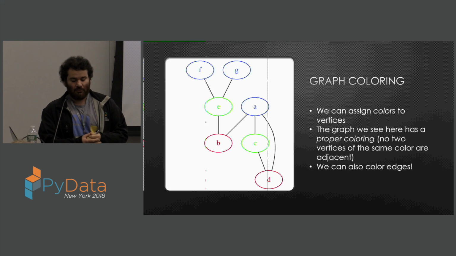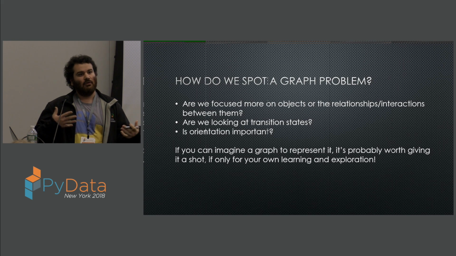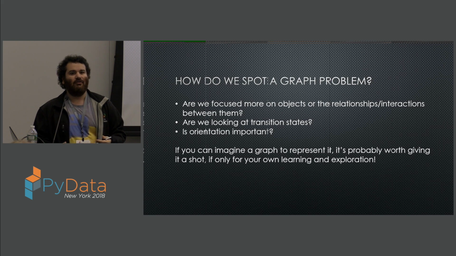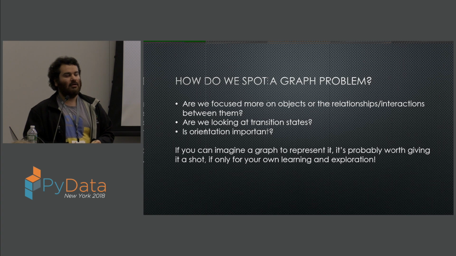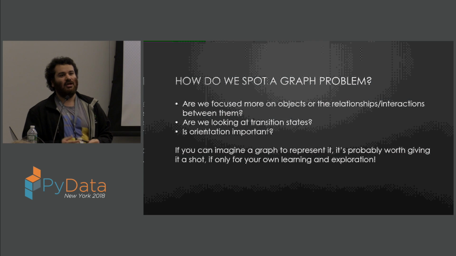So now that we've gone through a little bit of the theory, if we're looking at a problem in the wild, what are some signs that a graph might be a good way to think about it? For me, the first question I ask myself is, am I looking at a set of objects and what I'm trying to find out is the relationship or the interactions between them? That's really where graphs shine.